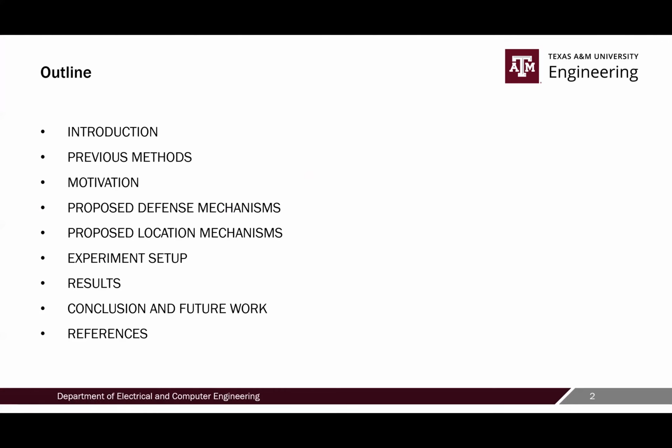Today I'll just go over briefly what is presented in our paper, and please feel free to take a look at our paper for more details, and please feel free to contact us with any questions, even if you have them after this session. Feel free to email us.